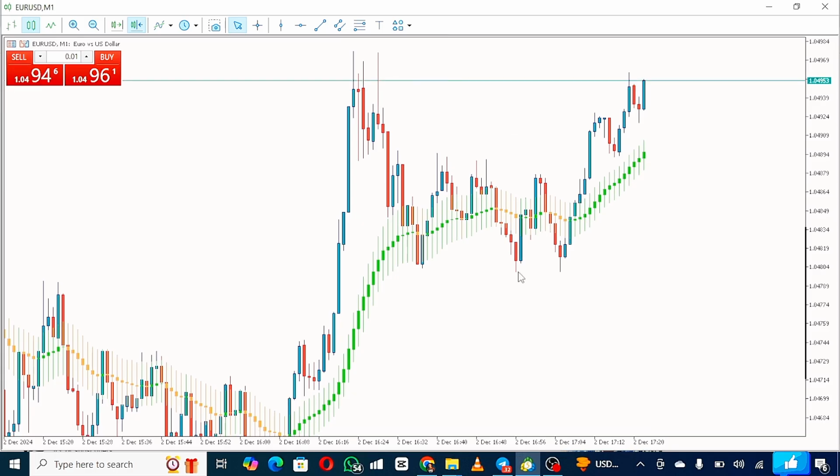I just decided to show you guys this particular indicator so that you make good trades out of it. I am going to be leaving the indicator in the description box. Just click on it, download it, and launch it on your MetaTrader 5 and start using it to trade.